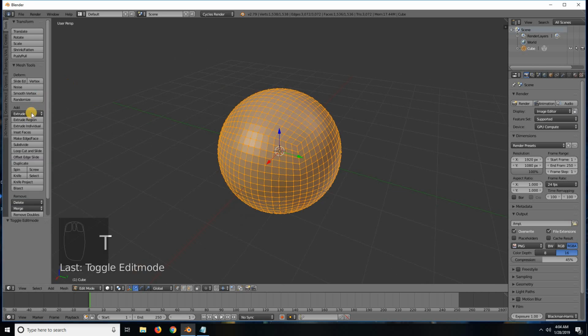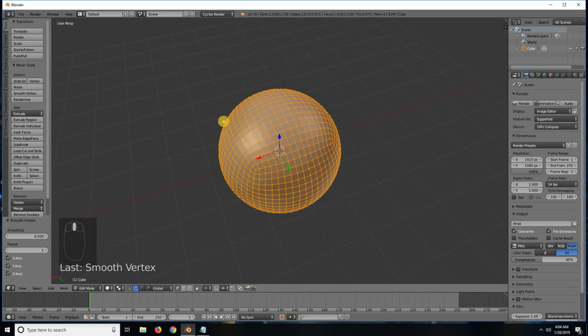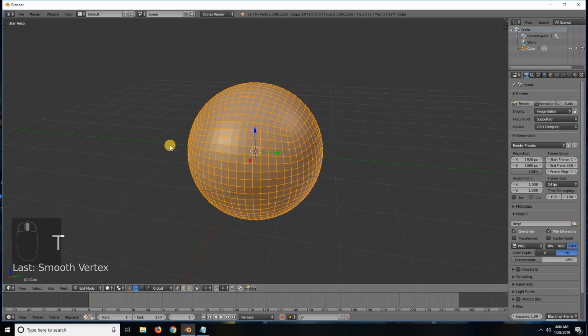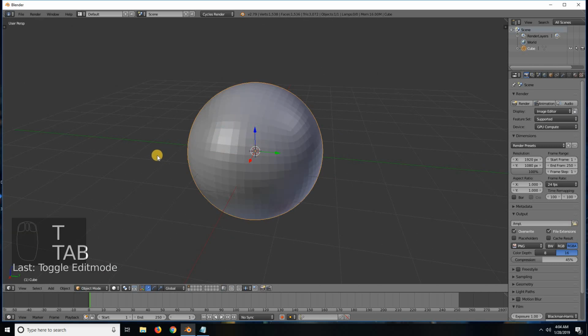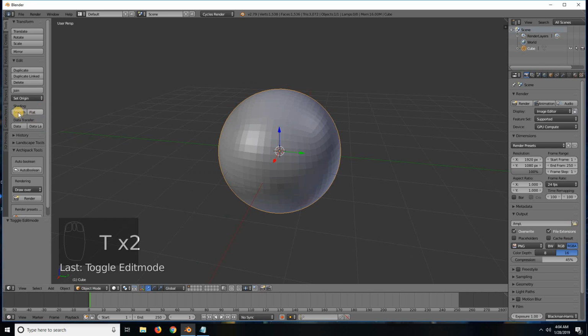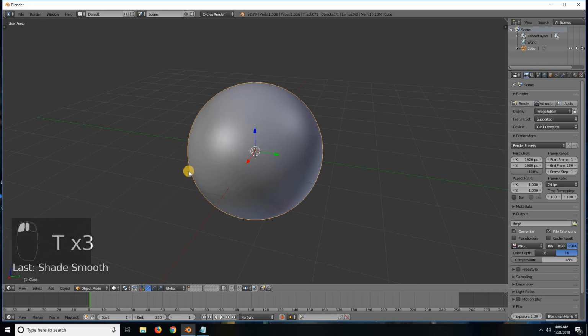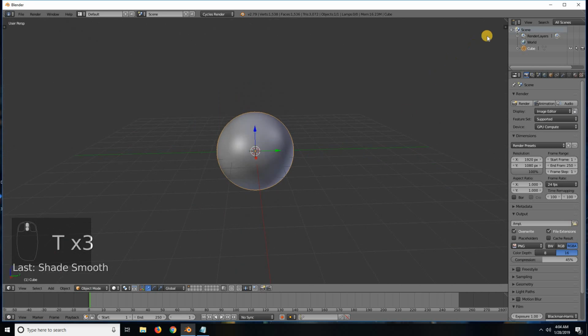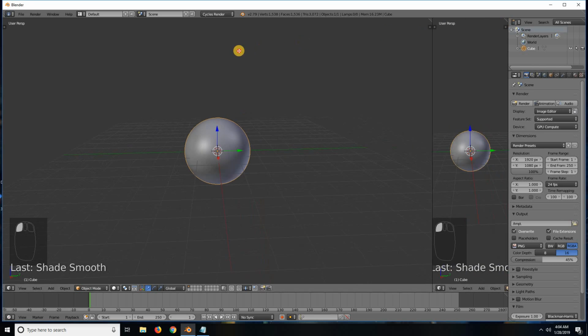And while I'm at it and I've got everything selected, I'm going to pull up my menu again and just hit smooth vertices a few times just to make sure it's good and smooth. Back out of edit mode, and let's pull that menu back up one more time to turn on smooth shading. There we go. That'll work. Now we have something to put our material on.